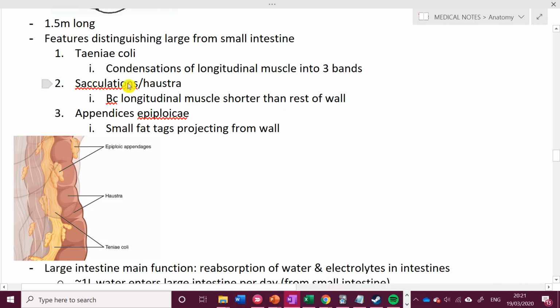You've got haustra or sacculations, which are these bumps here, which appear because the longitudinal muscle is shorter than the rest of the wall. I reckon it's sort of like a scrunchie, basically. The longitudinal muscle on the inside is shorter than the other muscle on the outside, so it just scrunches up. And the appendices epiploicae, which are small tags of fat that kind of look like lymph nodes projected from the wall.